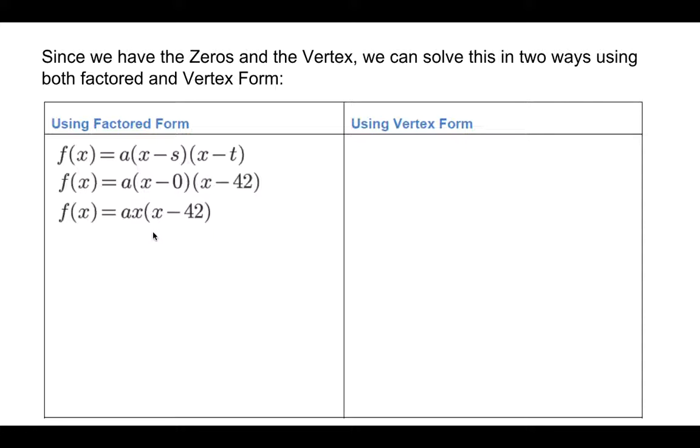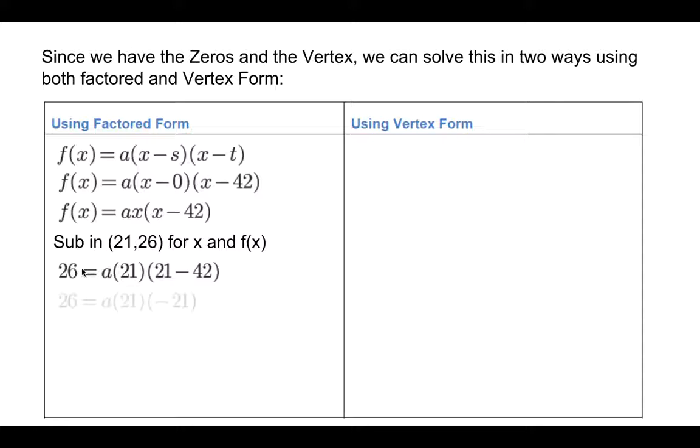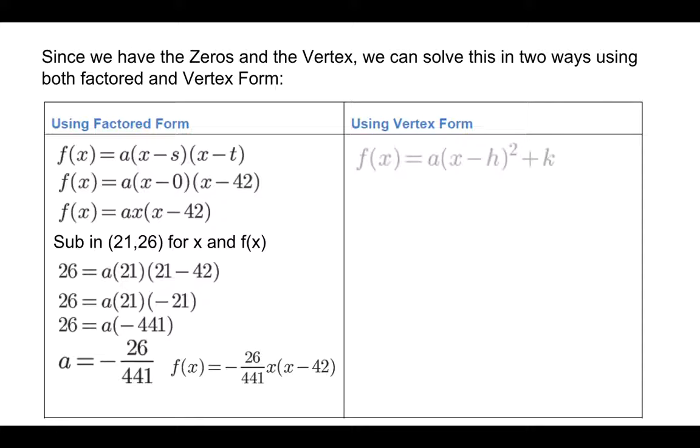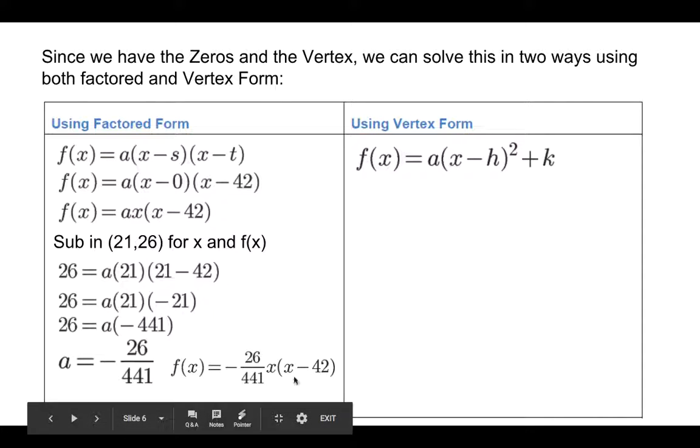Then what you're going to sub in is the vertex, and that'll help find a. So the x value of the vertex goes in everywhere you see x, and the y value of the vertex replaces f of x. And then it's just a matter of calculating the negative 441 and then dividing both sides by negative 441. Using vertex form, we can go right to the vertex. Just finish it by writing out the equation. So the goal is not to find the a value, it's to find the equation.